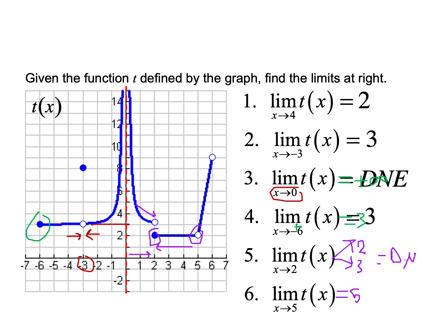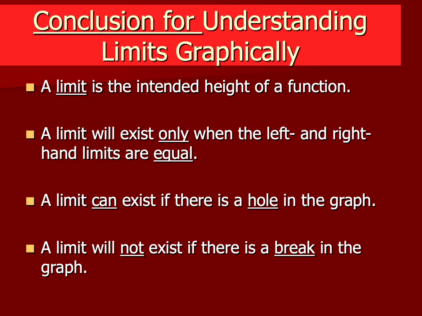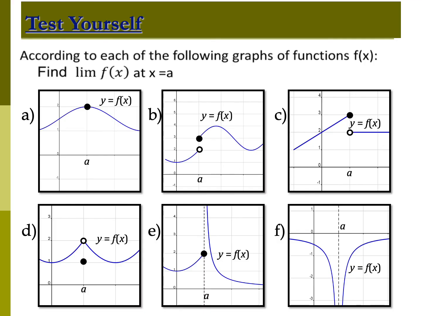Now, I will leave it for yourself, and the conclusion for all these: The word limit means the intended height, and the limit exists only if the left-hand and the right-hand limits are equal. A limit can exist if there is only a hole in the graph. A limit will not exist if there is a break or a jump in the graph. Test yourself with these questions, to be solved later by yourself, to know the difference between the limit and the exact value.